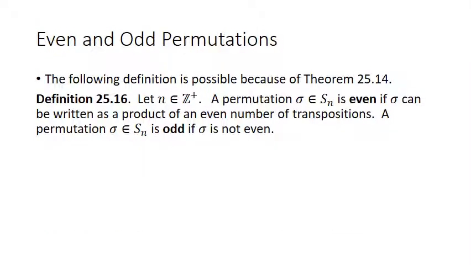Okay, so this next concept here is a consequence of that theorem that we just proved. Definition 25.16: let n be a positive integer. A permutation sigma in Sn is even if sigma can be written as a product of an even number of transpositions. And a permutation sigma in Sn is odd if it is not even. So in other words, if it can be written as an odd number of transpositions, then it's odd. So we can characterize every permutation as either even or odd, which is interesting.